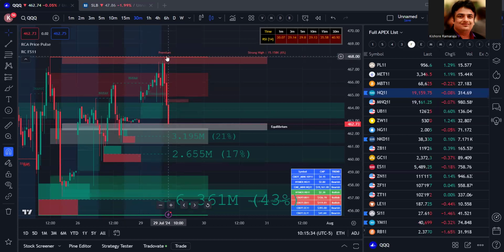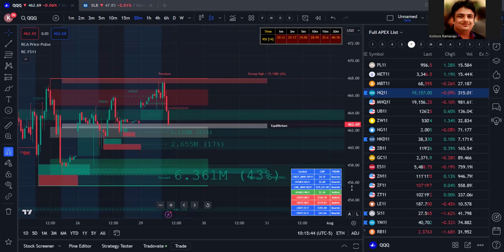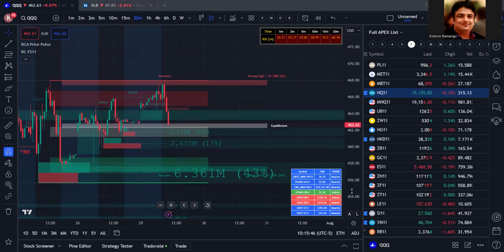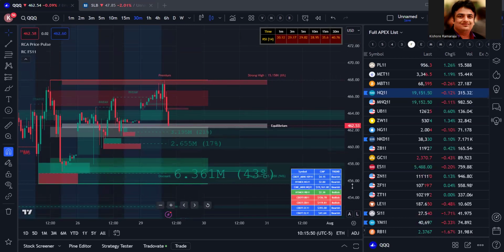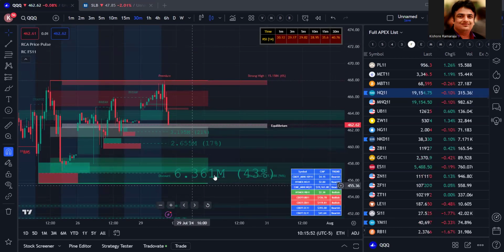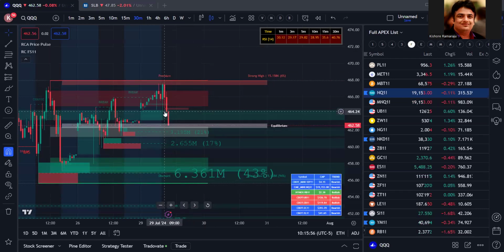It went all the way to the premium zone, and then coming down. It may touch this area and then start bouncing back. If it comes to this area, there is a nearly $6.36 million buy order block, but it may bounce from here itself.